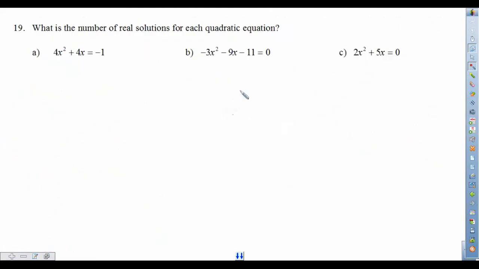Let's wrap it up by looking at the discriminant questions. I said discriminant because of the quadratic formula: x equals the opposite of b plus or minus the square root of b squared minus 4ac, all divided by 2a. It's really the discriminant right here that can tell you how many solutions you're going to have.